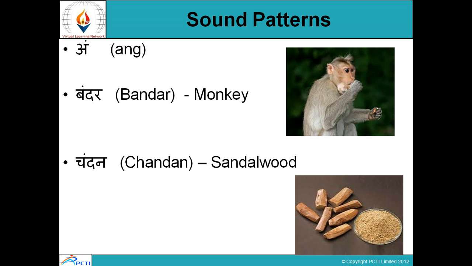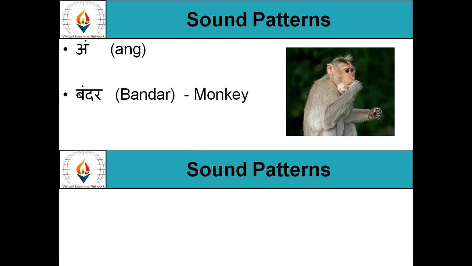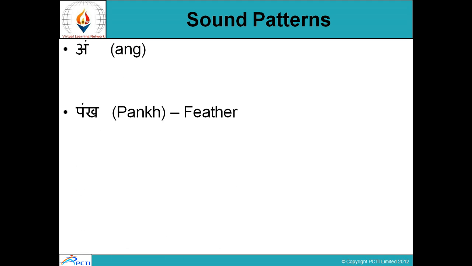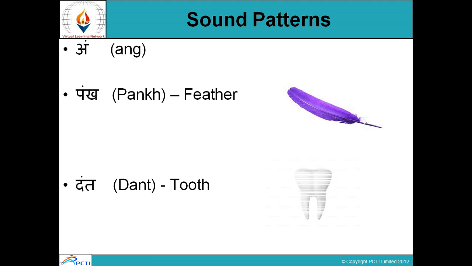Next is sandalwood. Sandalwood is chandan. From the nose we speak this sound, chandan. We get this from trees, sandalwood. It's called chandan.